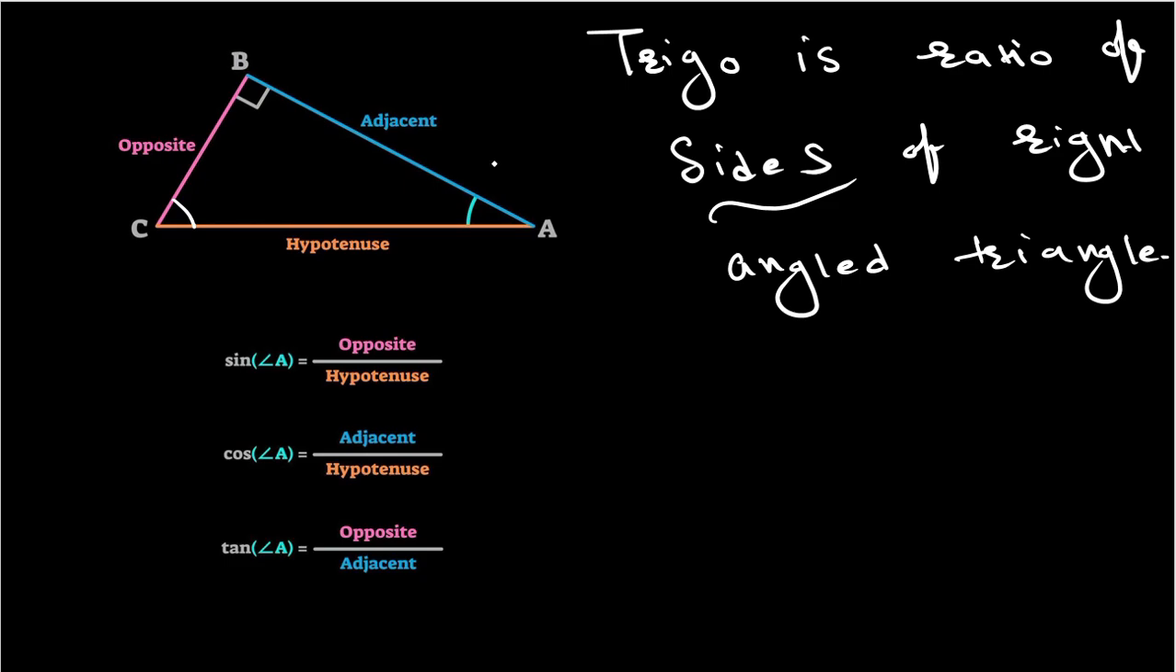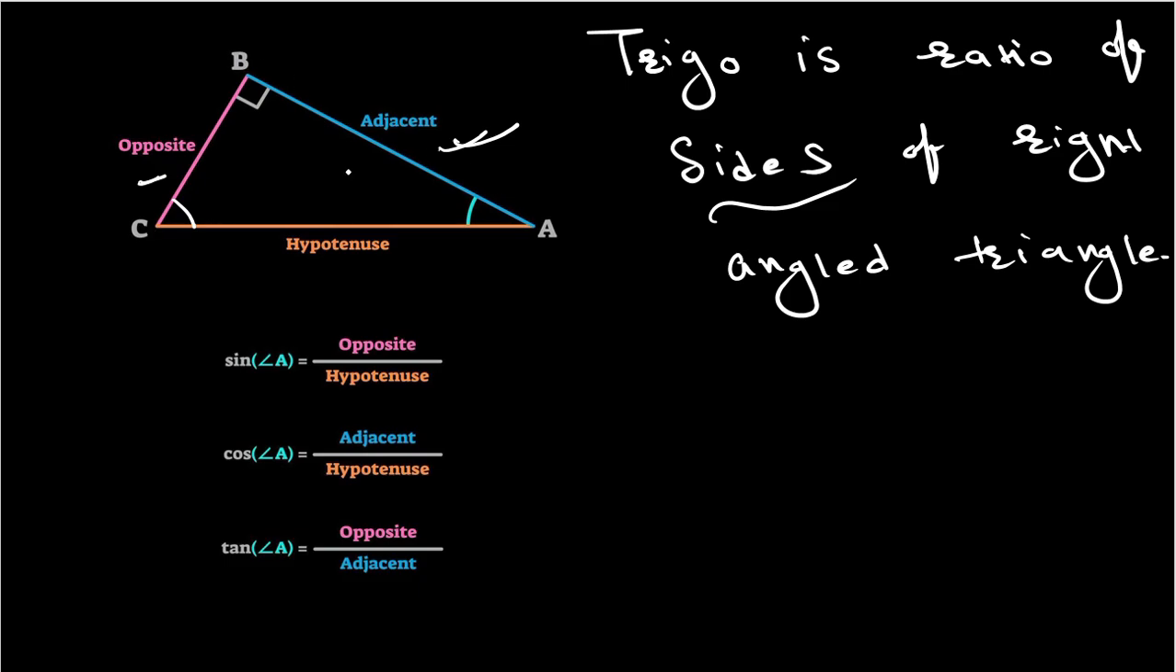So one is hypotenuse, which can be identified very easily. The longest side of a triangle will be hypotenuse, and the side along with hypotenuse which is attached with that angle will be called adjacent. Like if we are taking angle A, this side is adjacent. If we are taking angle C, this will become adjacent, and the third side will be called opposite. So for angle A, this side BC is opposite, and for angle C, AB is the opposite.